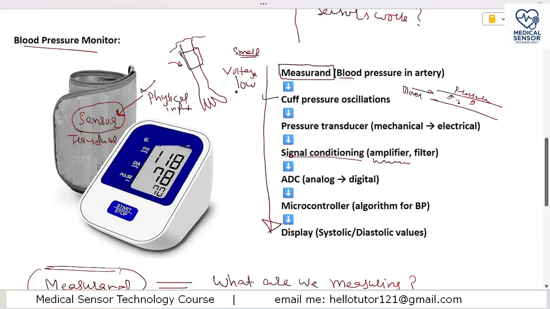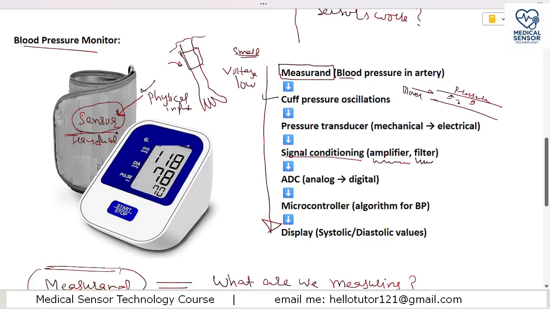Now, there is also some noise, so we filter it. So the question is, how do we filter? How do we amplify? As I have told you, it all comes under signal conditioning or signal processing. Now let us say we have cleared the noise and amplified the magnitude of our sensor voltage.